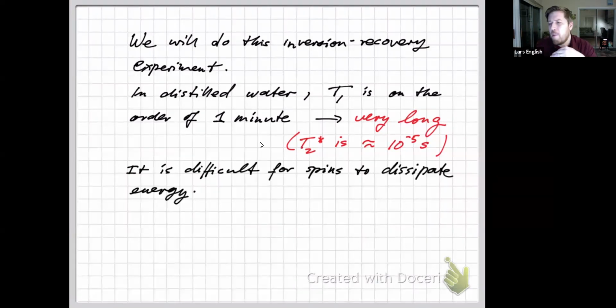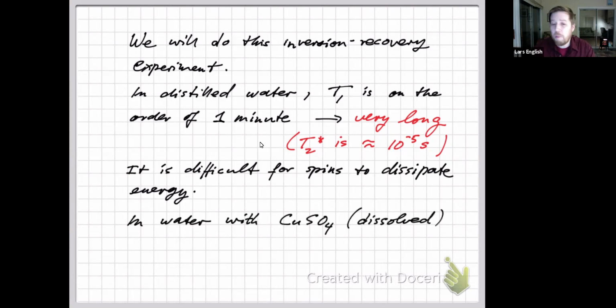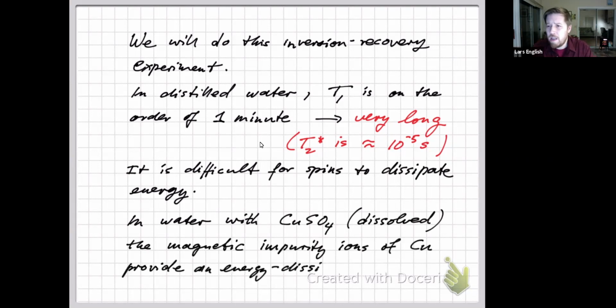So what that points to is that it is simply difficult for the spins to dissipate energy. There's nowhere for this energy to go in one sense, just because the sample is very pure. But we can repeat the experiment with water that has some impurity in it.